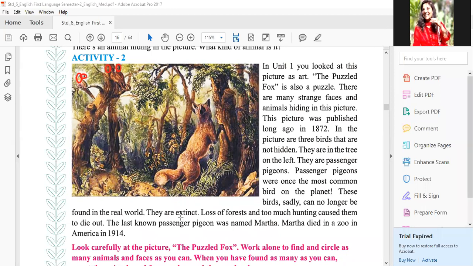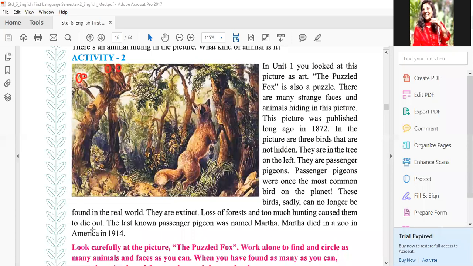एक्सटिंक्ट यानी गुम हो गए हैं, लुप्त हो गए हैं. Why, क्यों, कहाँ पर, कहाँ चले गए अगर एक्सटिंक्ट हो गए? Loss of forest and too much hunting cause them to die out. तो ये बर्ड्स के गुम हो जाने का कारण सबसे पहला यहाँ पर बताया है, loss of forest.